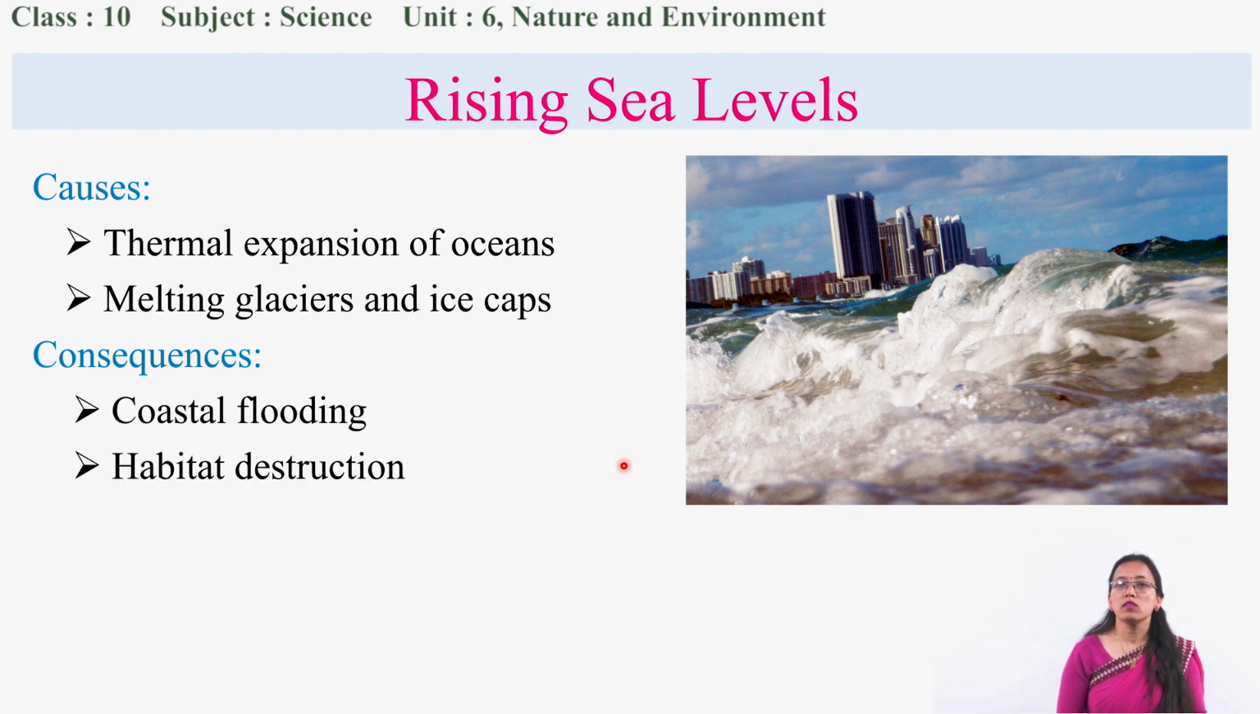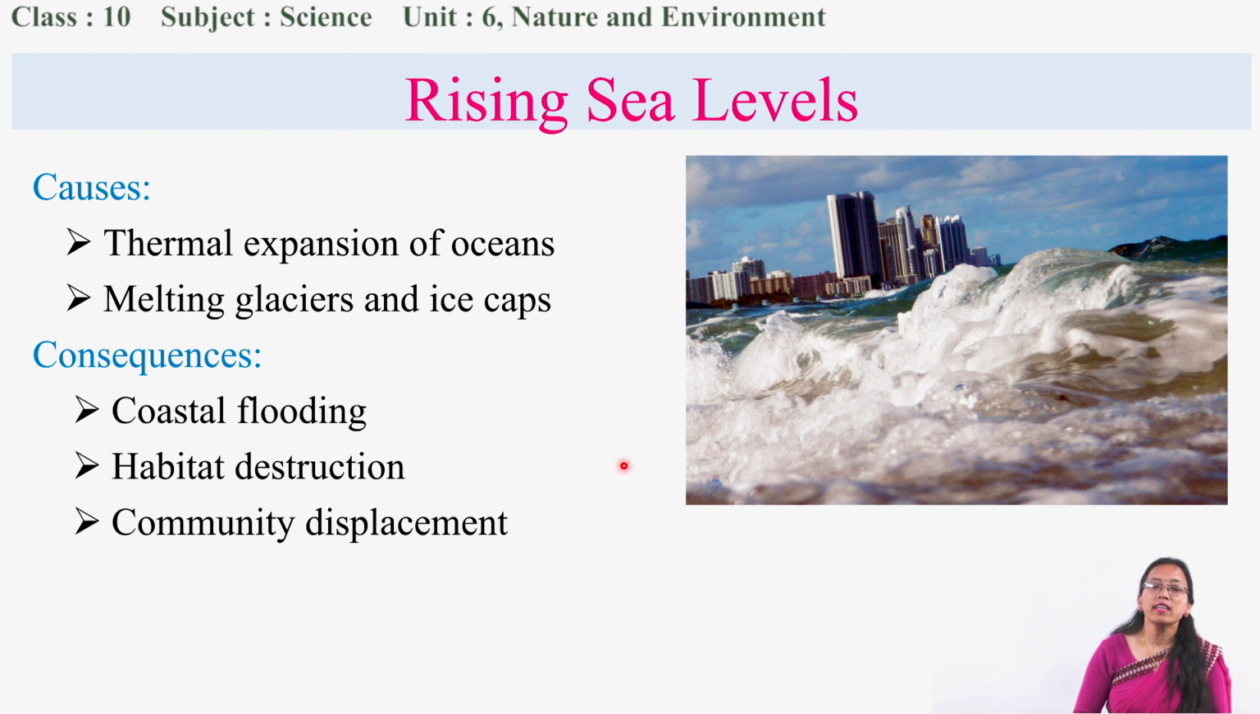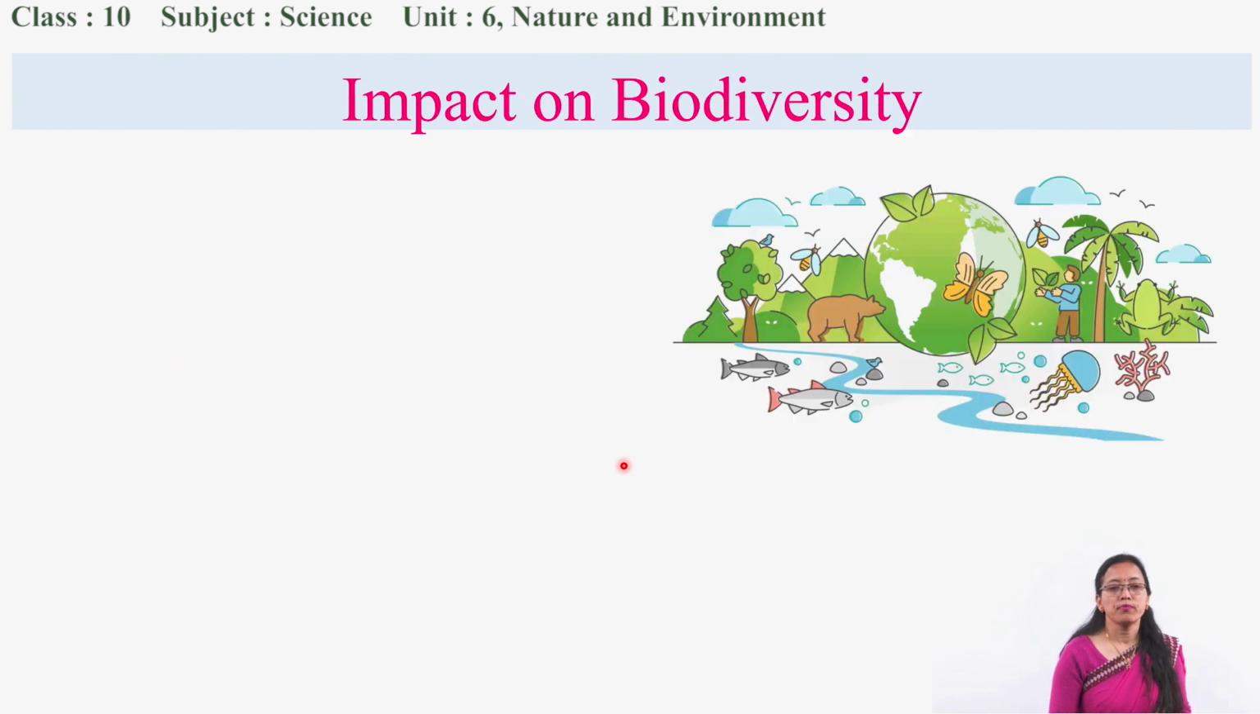Around the sea level there are also different living organisms and habitats: plants, animals, and human beings residing in the coastal region. Those are also destroyed. Community displacement: if flooding occurs in the coastal region, those who are residing there have to migrate from those places to other places. Because of that, community displacement occurs.